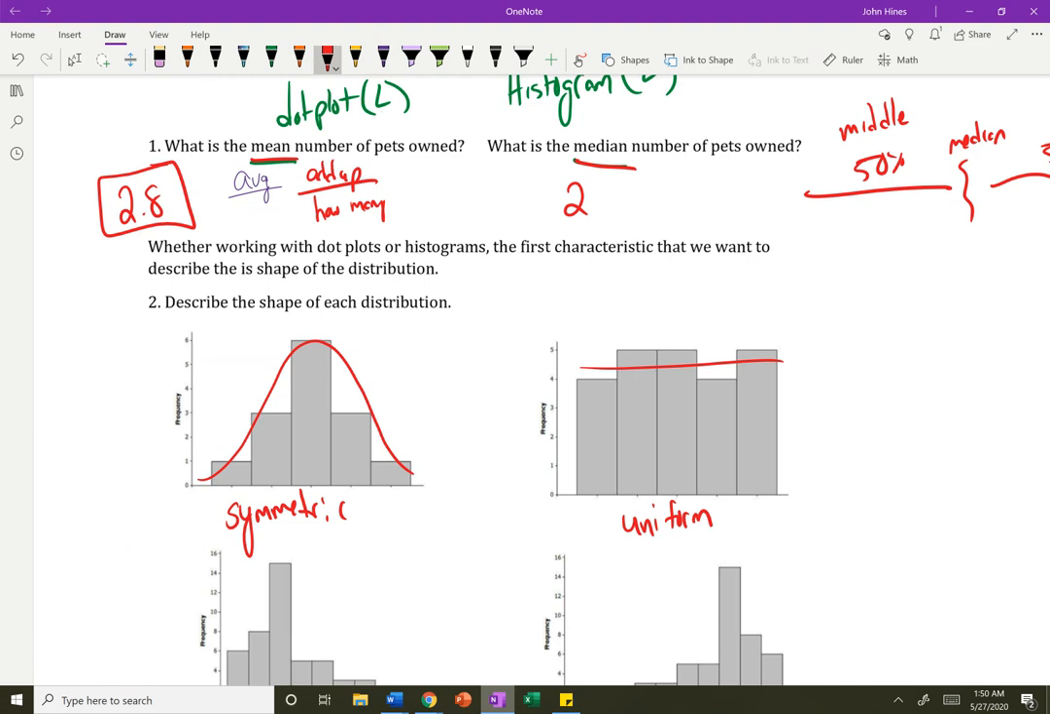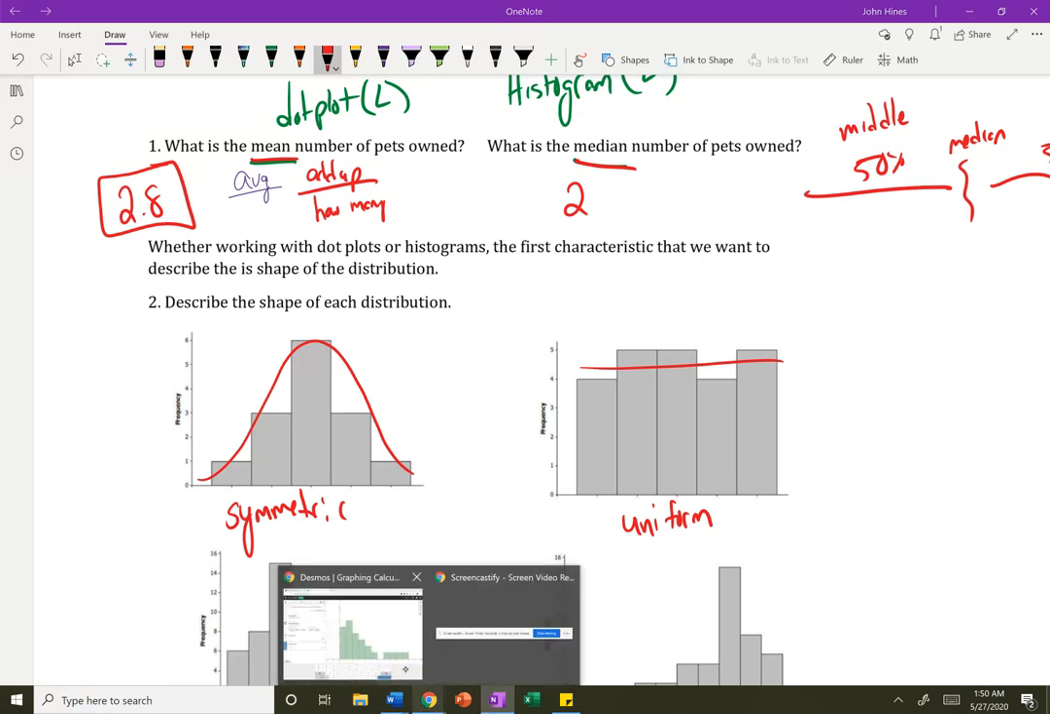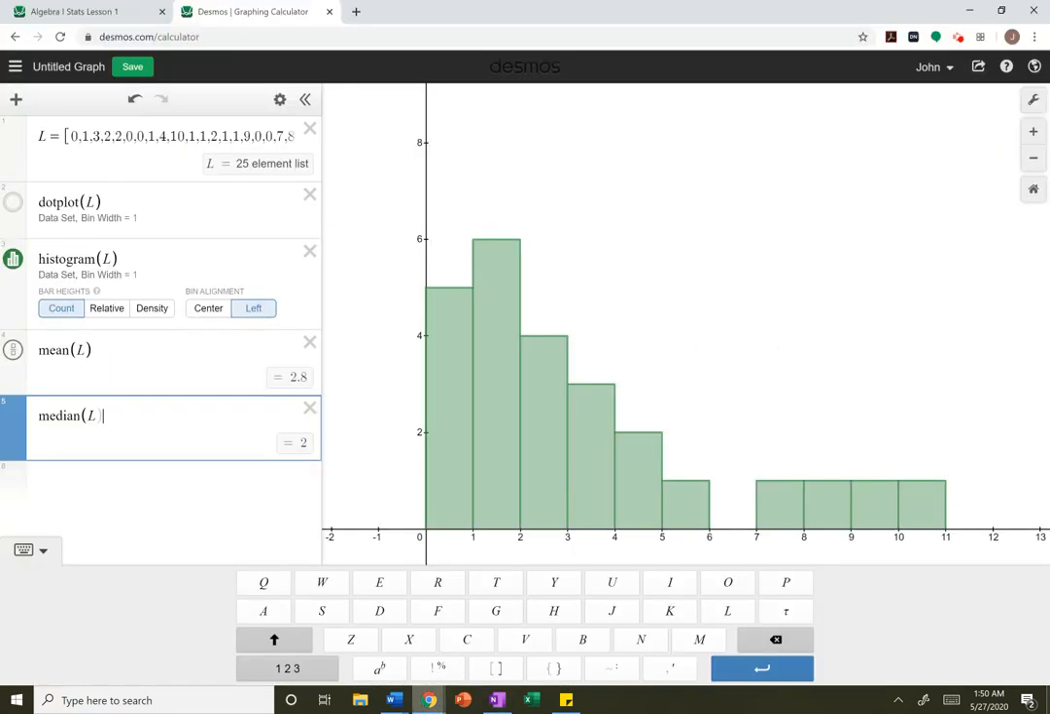Just like when kids enroll in Catholic school, they have to wear uniforms. They all look the same. All the bars are the same. We don't have that either. This is not a uniform distribution. Everyone's not at the same height there.